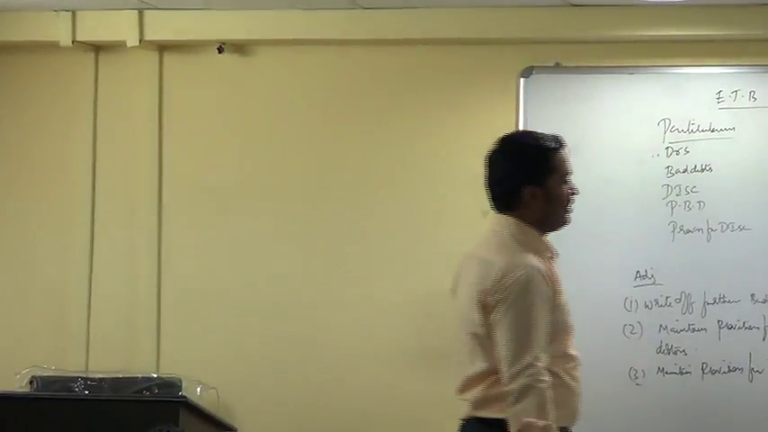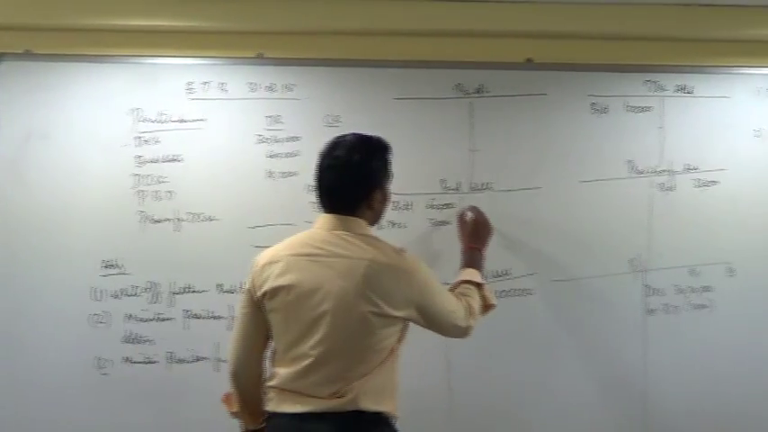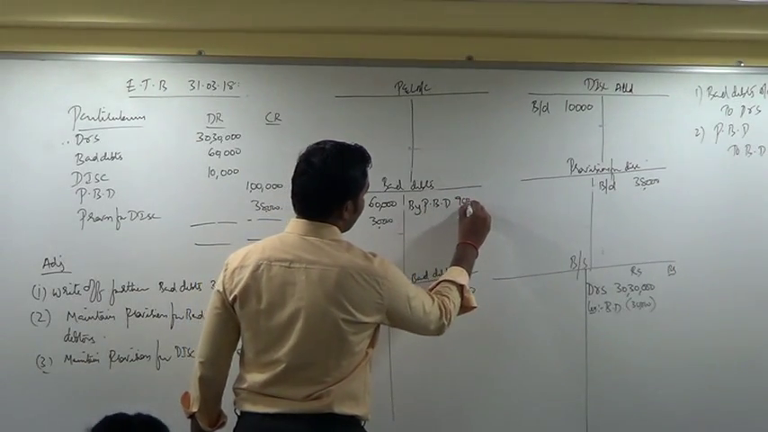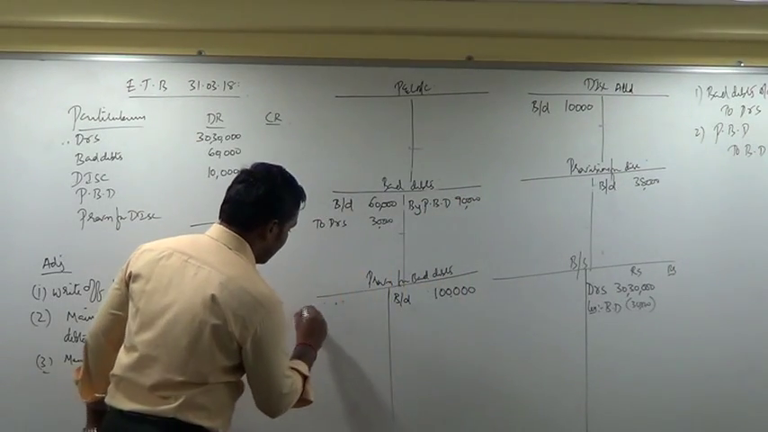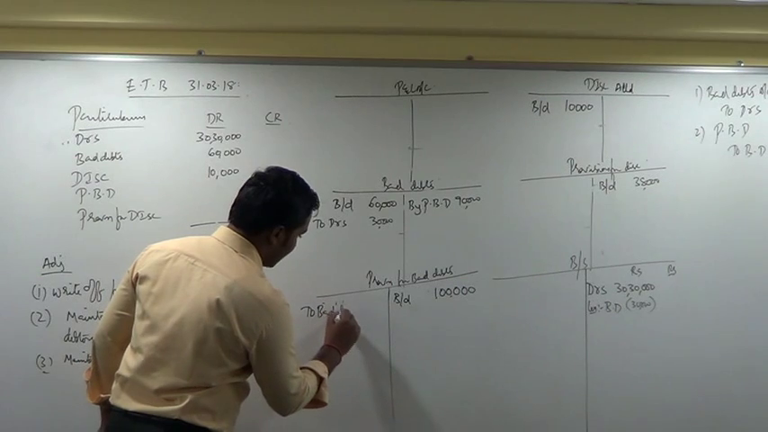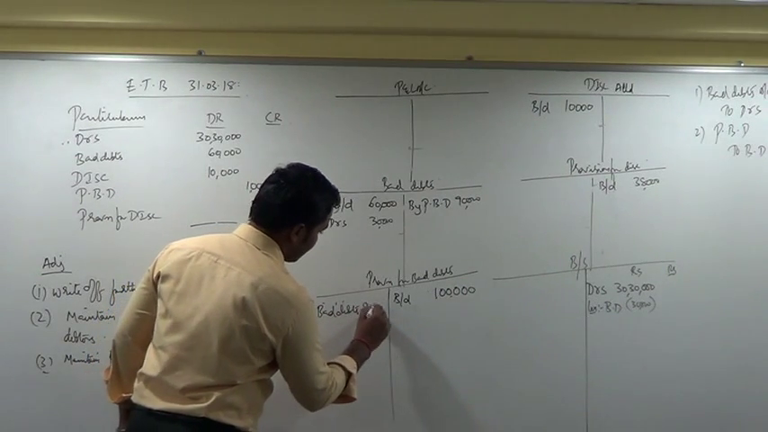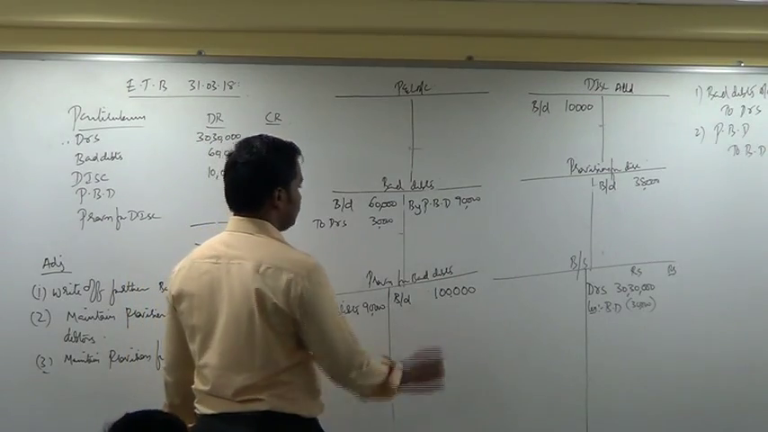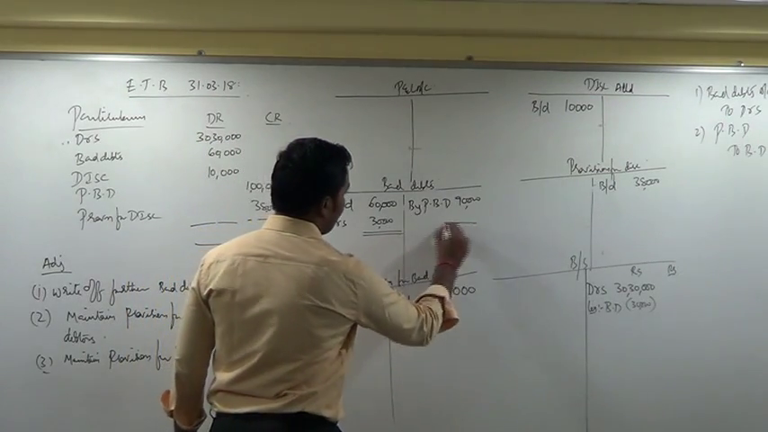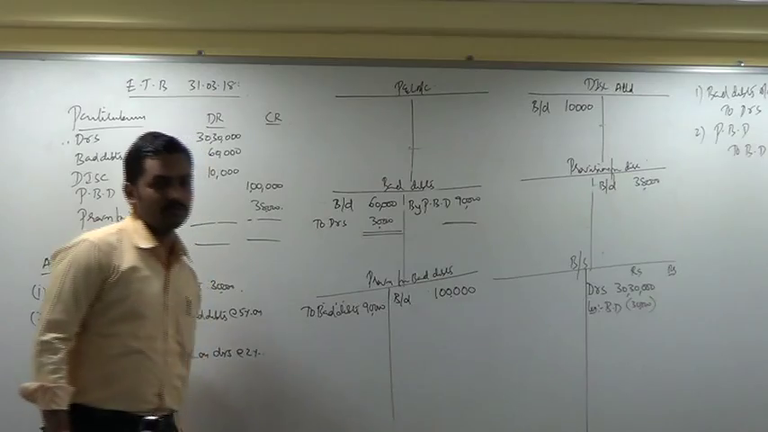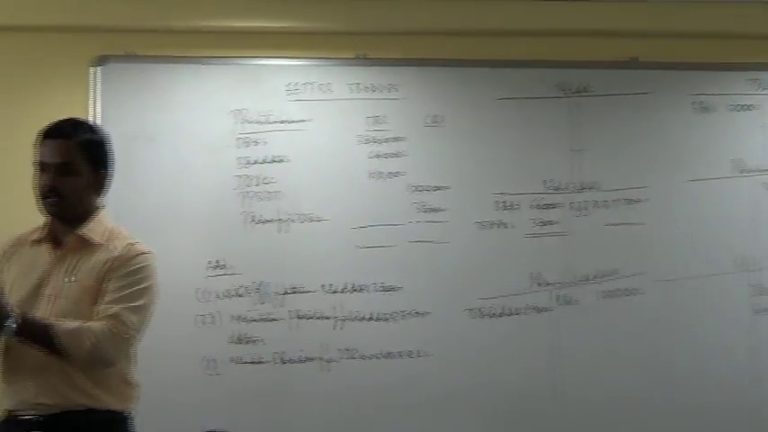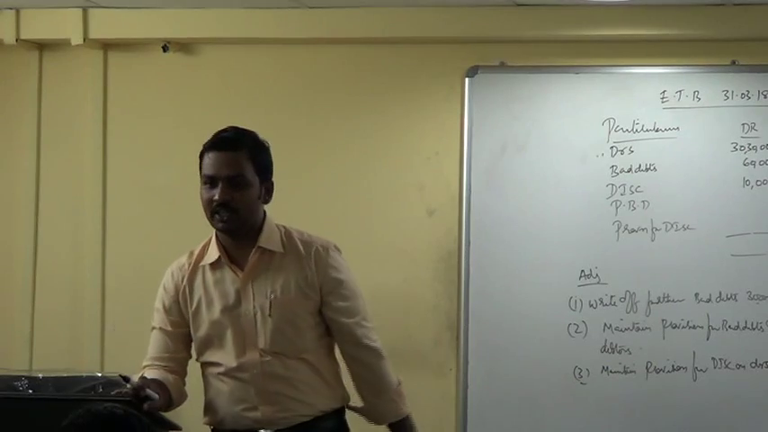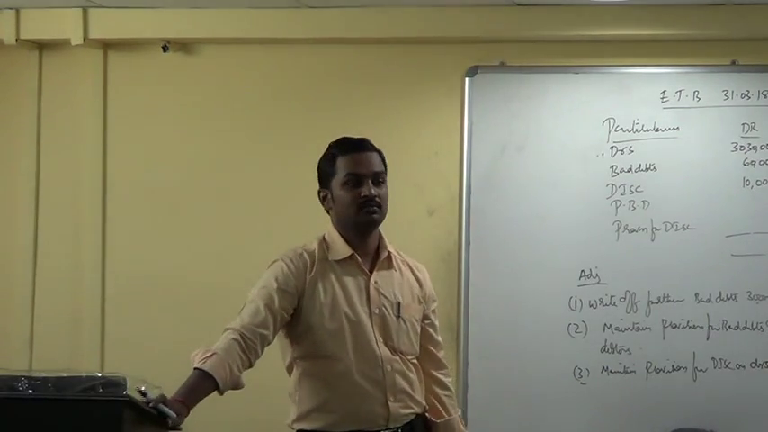Give a posting of that entry. Bad debts account credit side: by provision for bad debts 90,000. Provision account debit side: to bad debts 90,000. With this, the bad debts account will be closed. So the entire bad debt loss, instead of debiting it to P&L, we have transferred it to the provision account. Is it clear, everyone? Yes, sir.